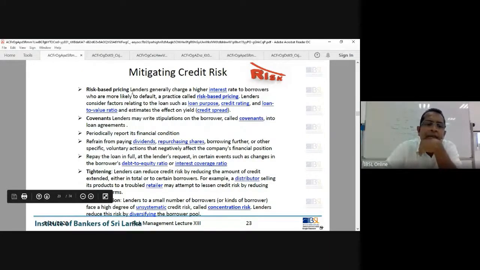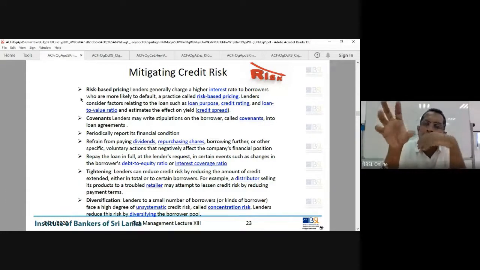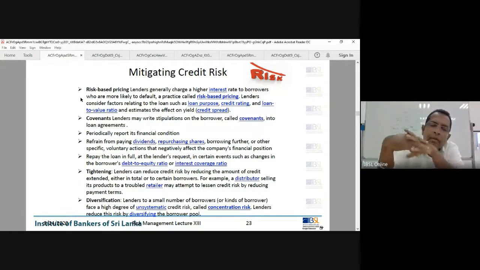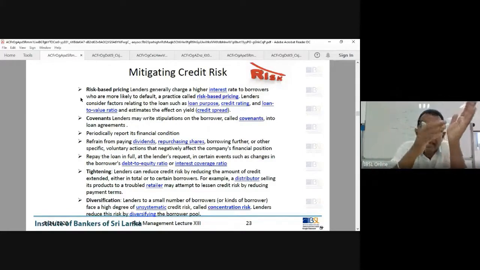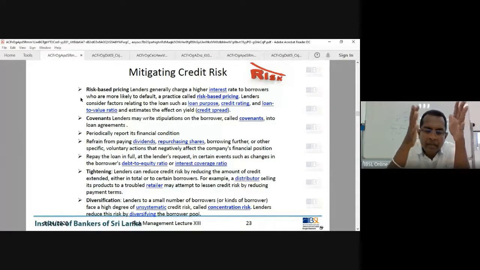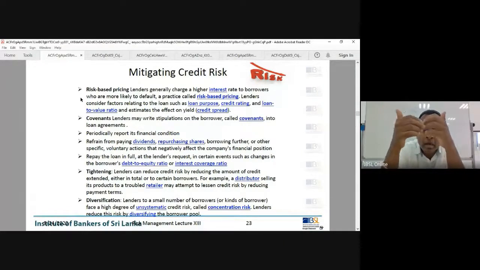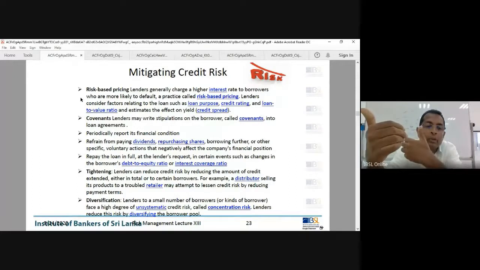Mitigation of credit risk, we look at risk-based pricing. I told you about a theory called risk-return trade-off. That is, higher the risk, higher the return. Lower the risk, lower the return. So based on that, we go on risk-based pricing. Higher the risk, higher the price. Lower the risk, lower the price.